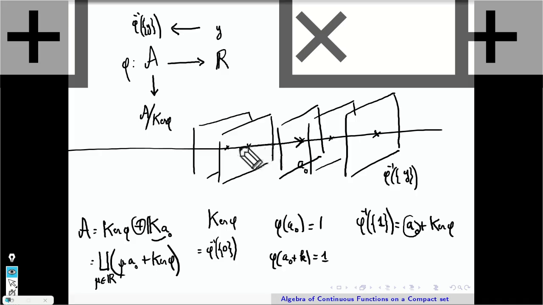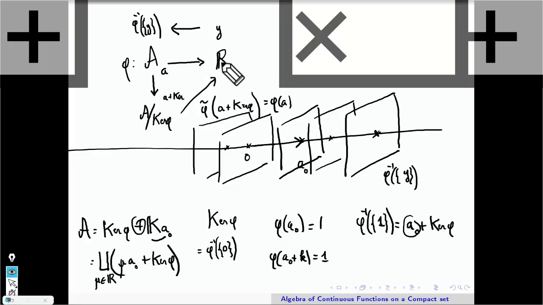And this is true for any supplementary space to the kernel: I have a bijection between elements in this direction and level sets. So if I have a here, an equivalence class will be a plus kernel. And now the isomorphism theorem basically says that to this element a plus kernel of phi, you simply associate the value phi(a). And this map between the set of level sets and R is now a bijection.